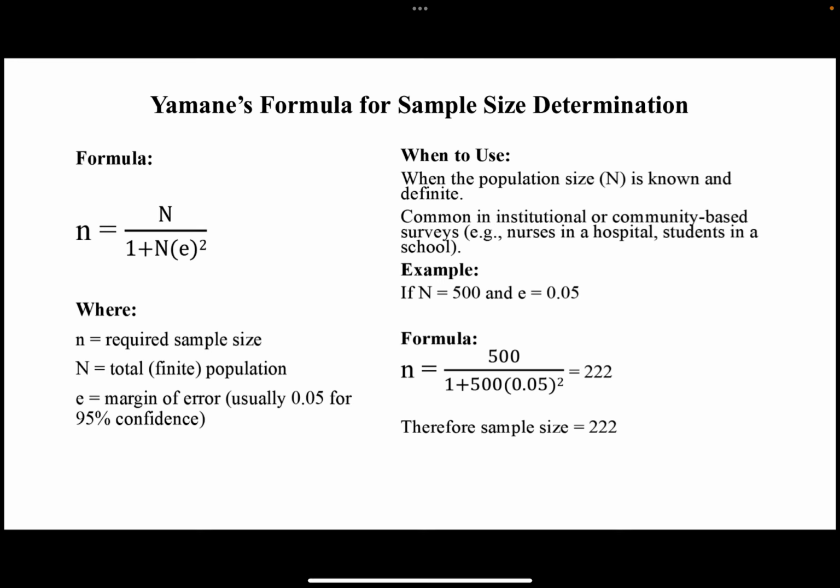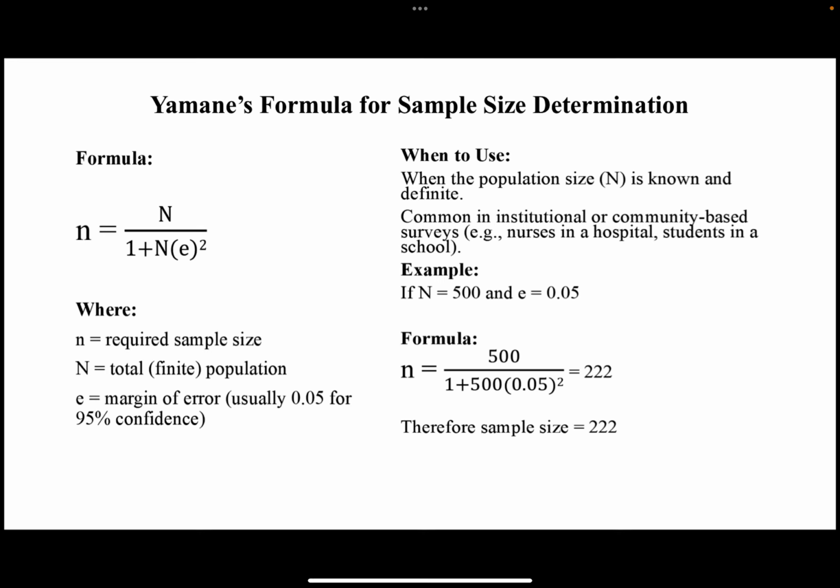So we have two in quantitative studies. The first one is YAMANE'S formula, and then the second one is COCHRAN'S formula. These are the two common sample size formulas in quantitative study. Now, let's look at them one by one. Let's begin with the YAMANE formula.